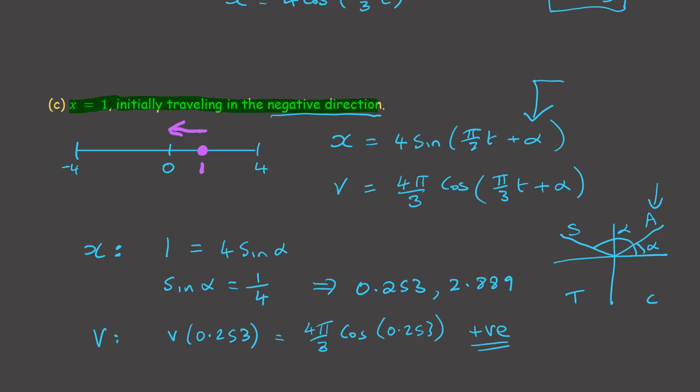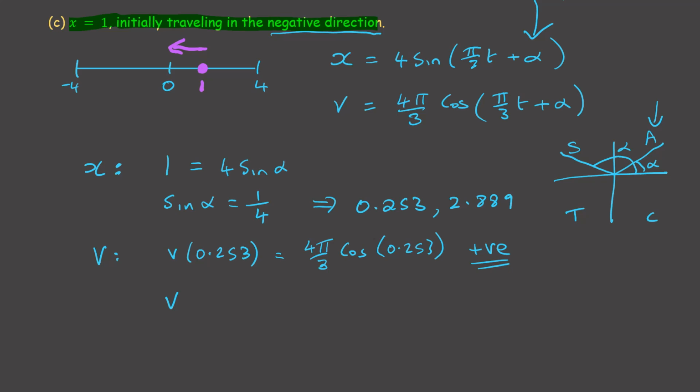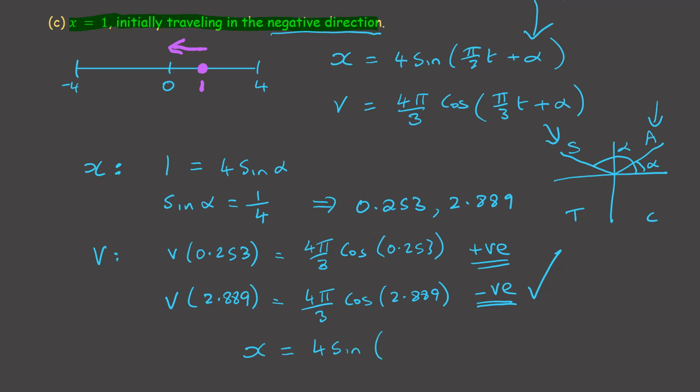If you do v of 2.889, that's 4 pi by 3 cos 2.889. That is an obtuse angle, and therefore that's going to be negative because only the sine is positive for an obtuse angle. So it's got to be that one, and so we can say that x is going to be 4 sine pi by 3t plus 2.889.